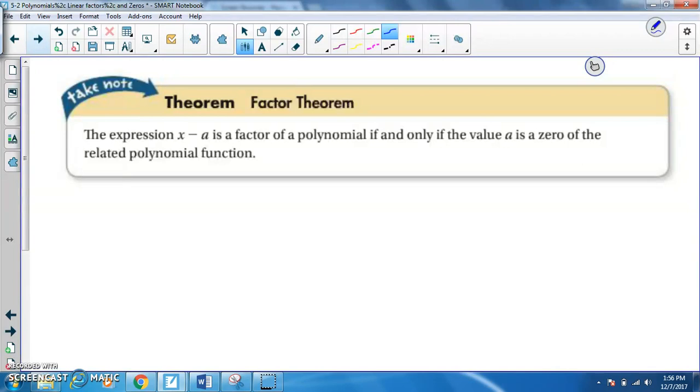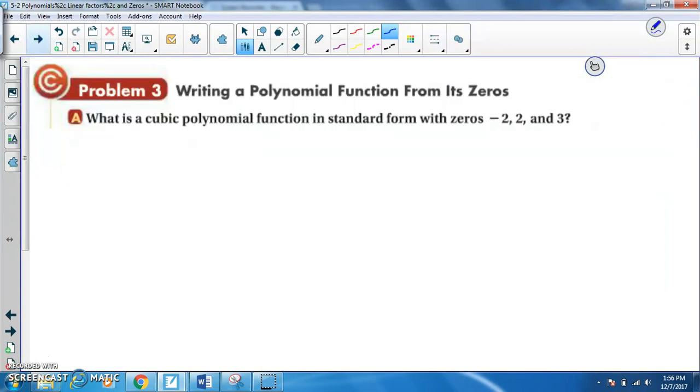Factor Theorem. Now we're going to be doing the factor theorem. The expression x minus a is a factor of a polynomial if and only if the value a is a zero of the related polynomial function.